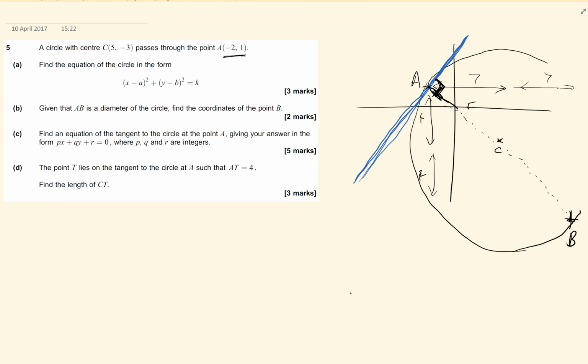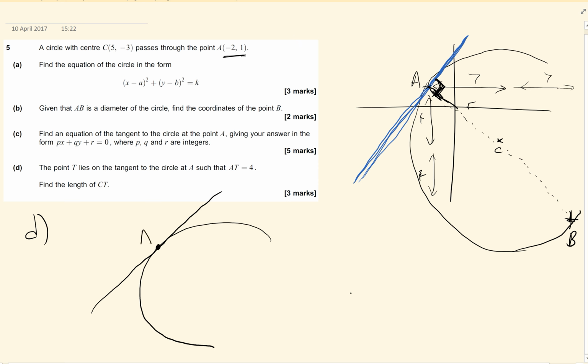Okay, for part D, I'm actually going to redraw the diagram just slightly because it's just got a little bit messy. So here is the part of the circle. Actually, that's part of the circle we're looking for. I've got my tangent here, I've got my point A here, and I've got my point C somewhere in the centre of the circle. So what am I being told? I'm being told the point T lies on the tangent. So somewhere on the tangent, there is this point T. And that has a length such that A to T, so this length here, is 4 units.